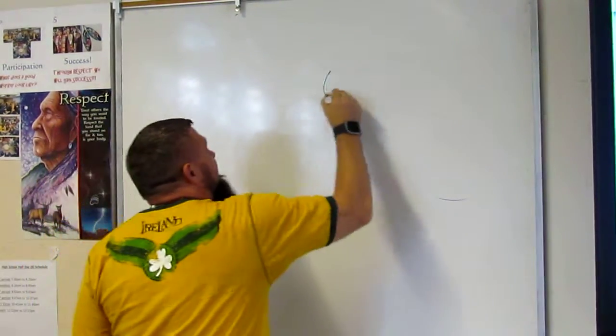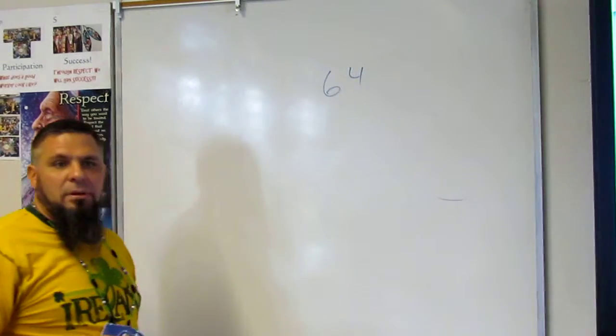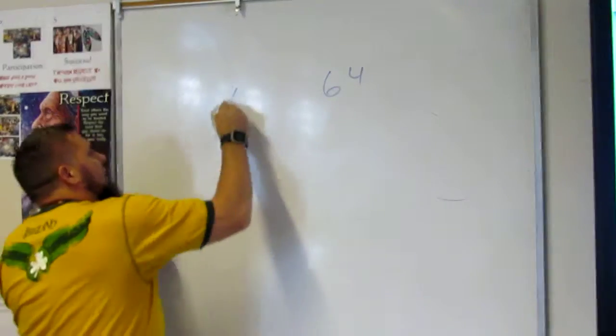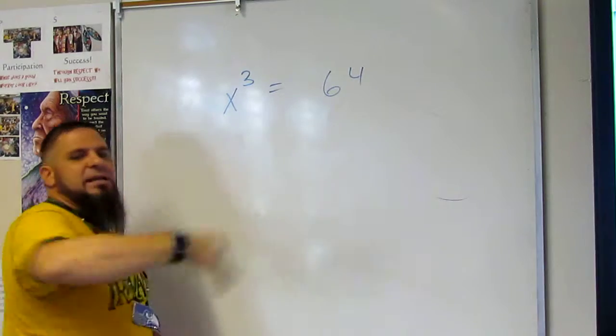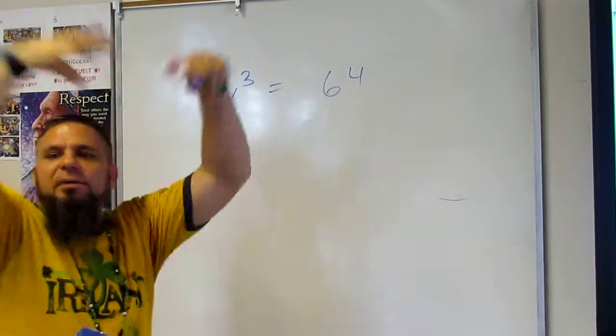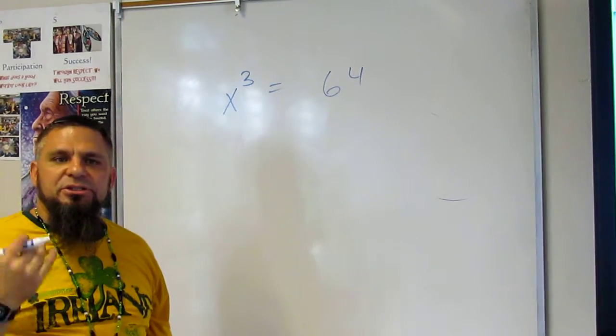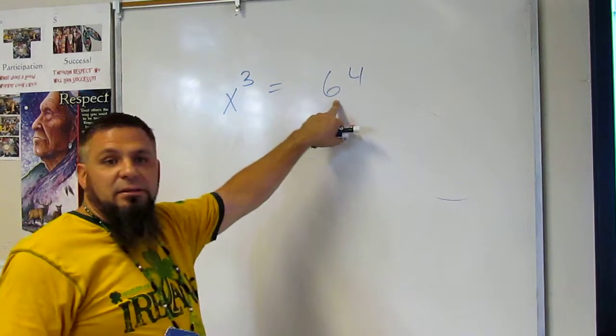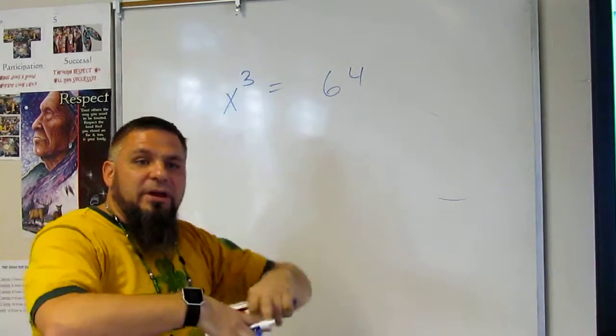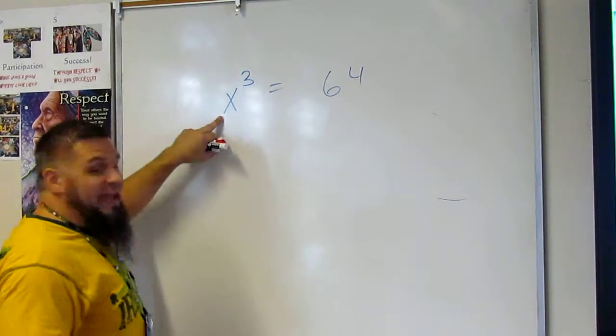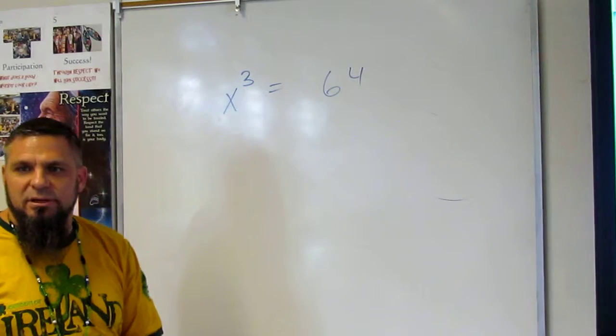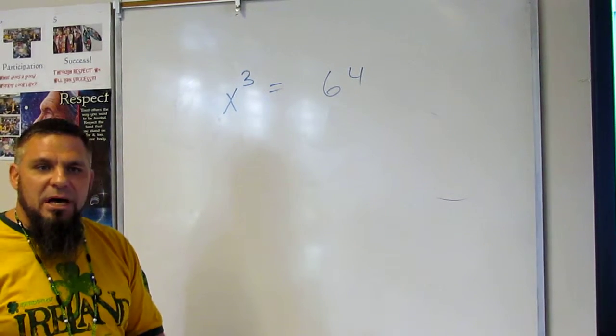The number we get to is 64. But remember, some number cubed is equal to that. However many times bigger it is cubed to get to that. So in order to figure out x, I have to do the opposite of cubing. Does anyone know the opposite of cubing?